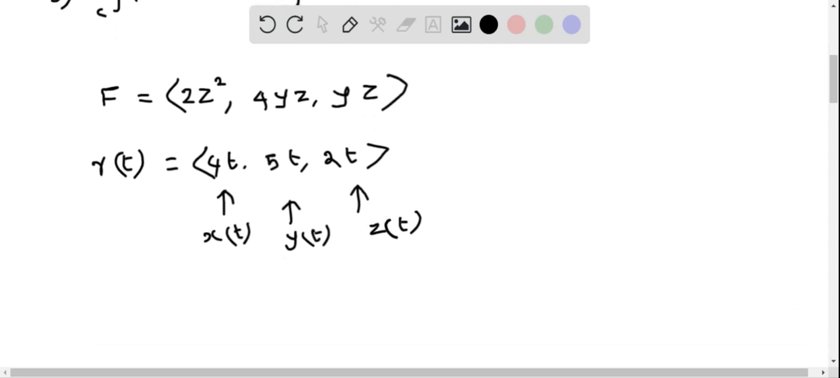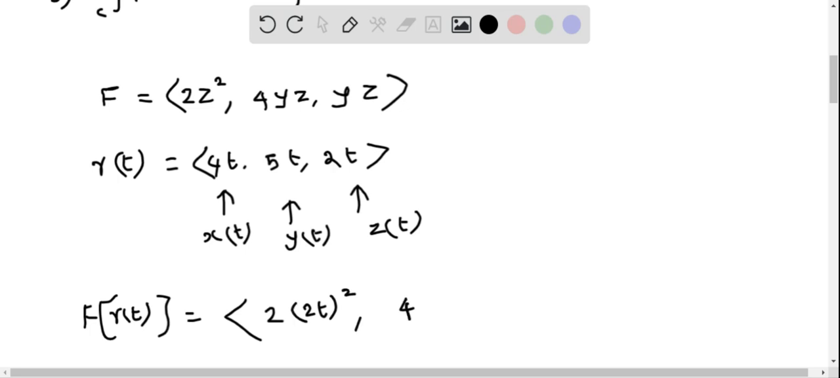So in place of z, wherever I have z, I have to replace it with 2t, and wherever I have y, I have to replace it with 5t. Therefore I can write down F of r of t. This is equivalent to 2 times z squared, which is 2 times (2t) squared, comma, 4 times yz, which is 5t times z, which is 2t, comma, yz, which is 5t times 2t.